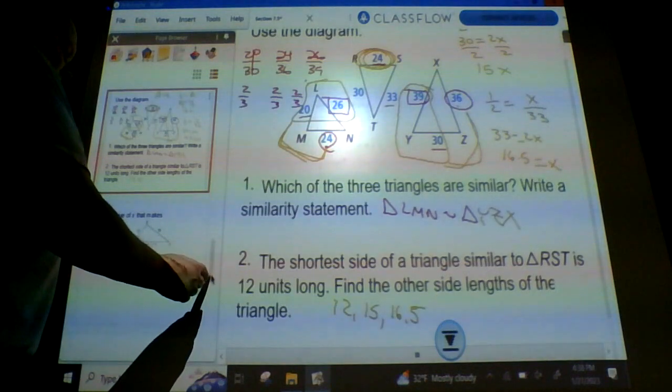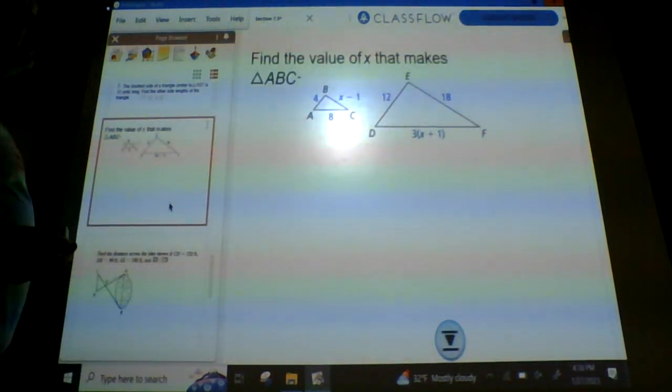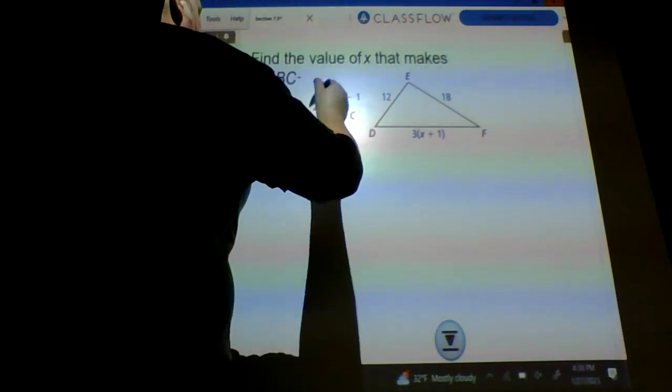Okay, a couple applications yet here to kind of finish this lesson off. I want to find the values of x that makes triangle ABC be similar to triangle DEF.